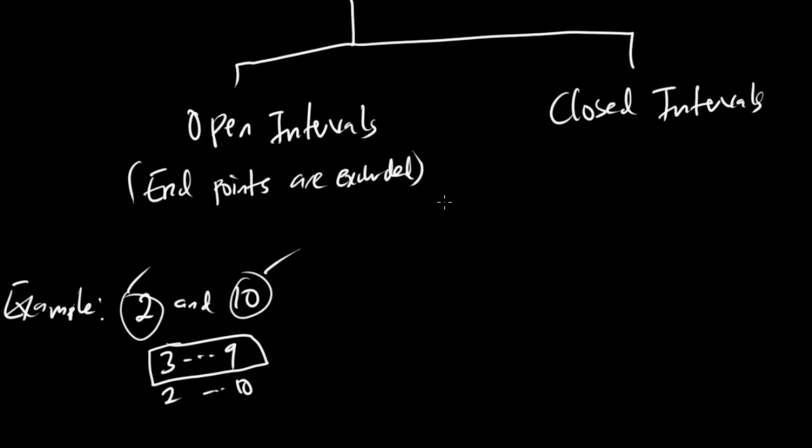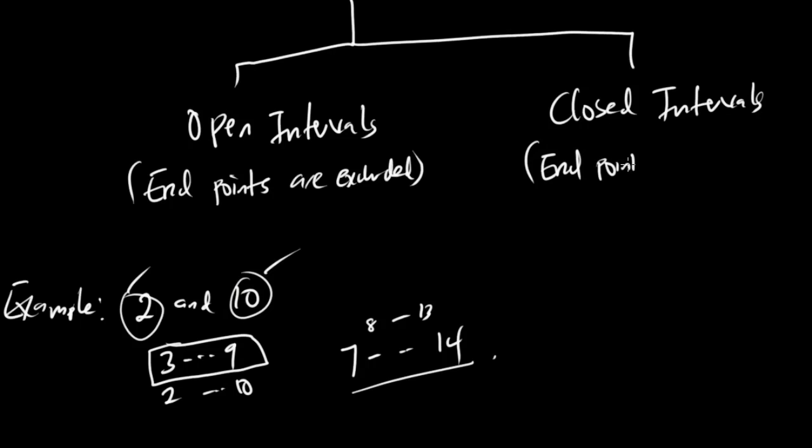And also for closed interval, whenever we have the endpoints included, this will be referred to as a closed interval. For example, in this case, if you are to write all the points between 7 and 14, we won't start from 8 to 13, but starting from 7 to 14, meaning that the endpoints are included. So these are called closed intervals. So here the endpoints are included. So these are the major differences between open intervals and closed intervals.